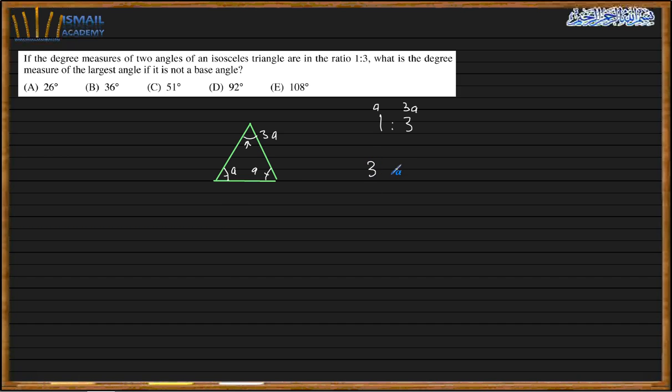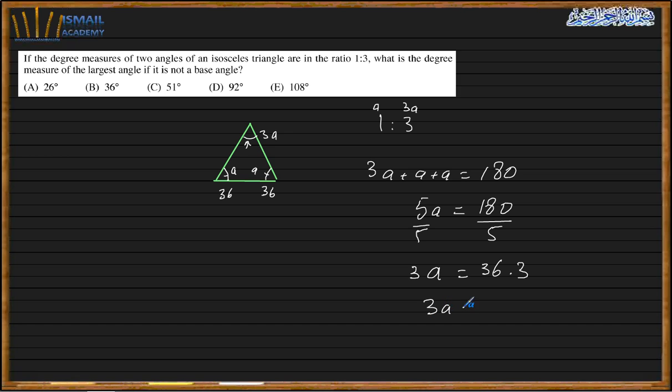So we know that 3A plus A plus A is equal to 180. The sum of the internal angles of a triangle is equal to 180 degrees. So now we have 5A is 180. If I divide by 5, I get A will be 36. So this measure is 36, this one is 36, but they ask for the largest, so I need to multiply this one by 3. So 3A will be 108. So the largest is 108 and E is my answer.